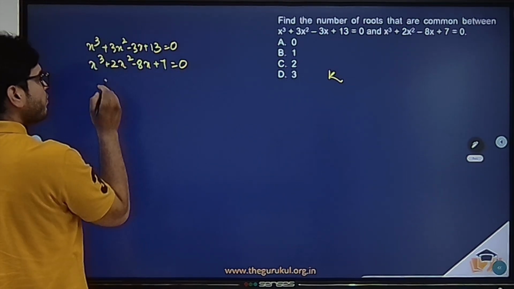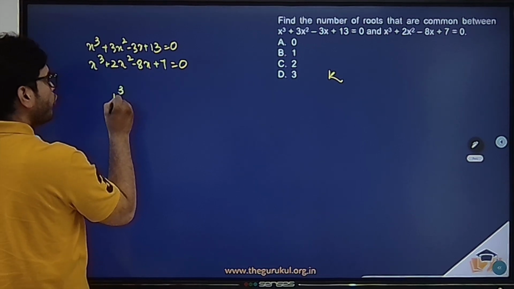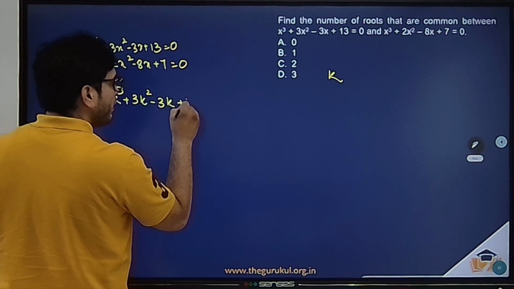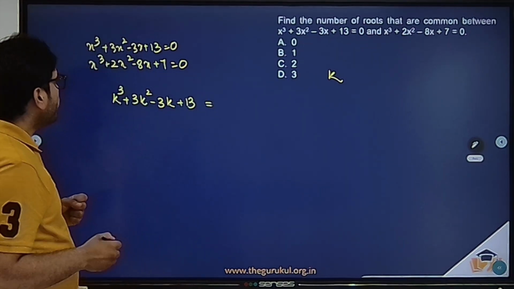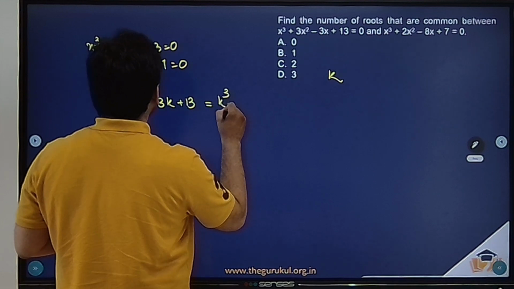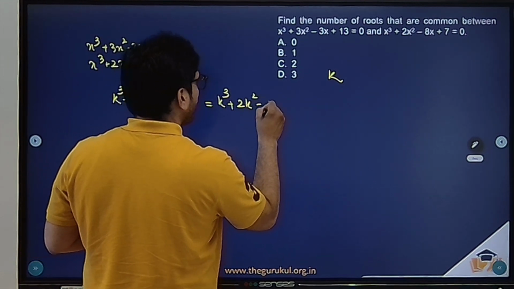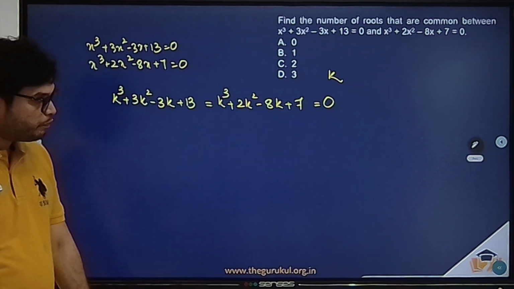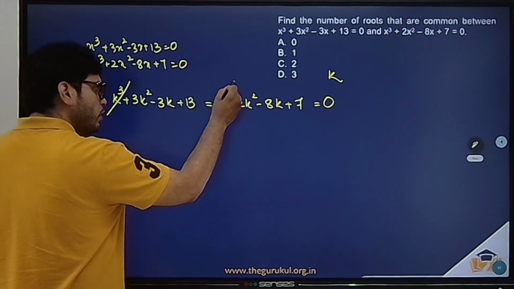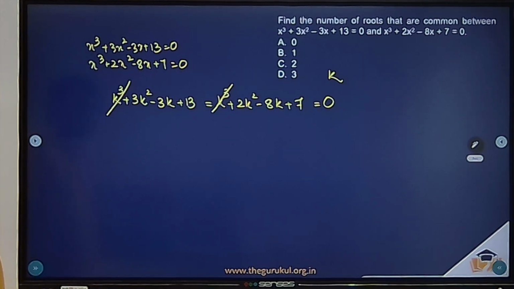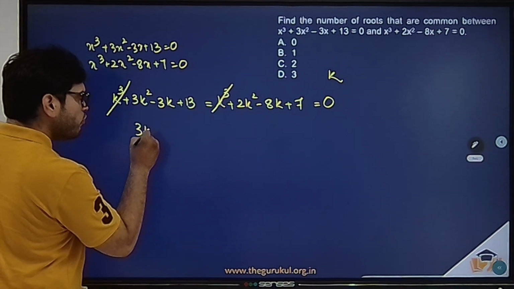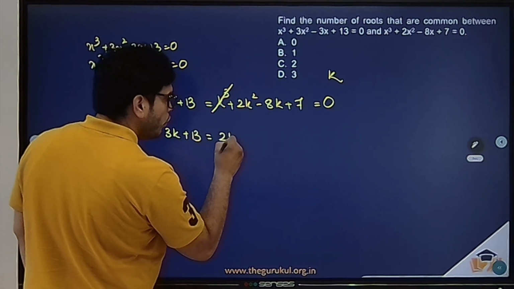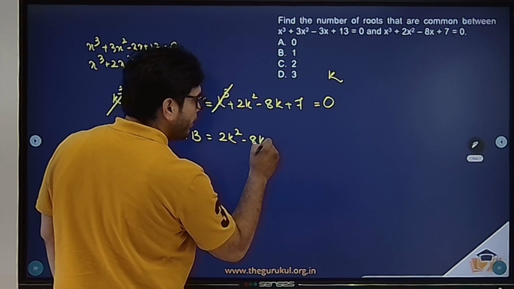So if I replace the value of x with k, you will have k cube plus 3k square minus 3k plus 13. Now this should also be equal to k cube plus 2k square minus 8k plus 7 should be equal to 0. Now let me cancel k cube on both the sides. Right. So what do we have? 3k square minus 3k plus 13 is equal to 2k square minus 8k plus 7.